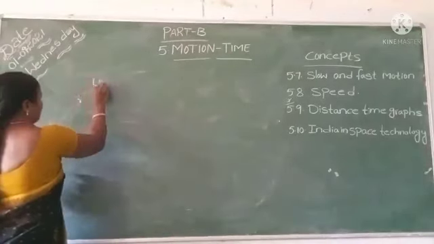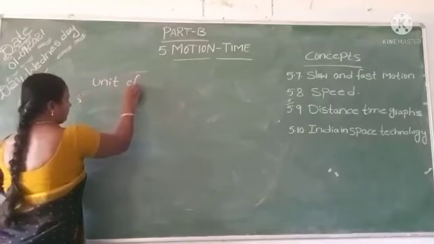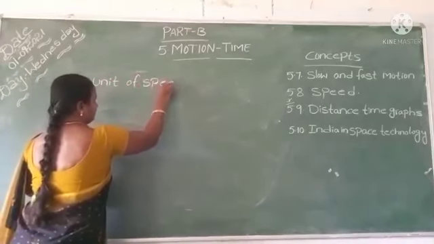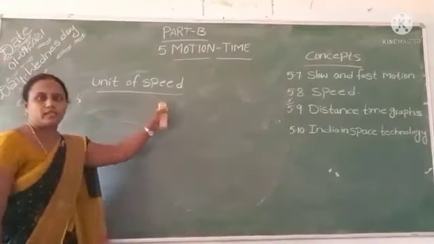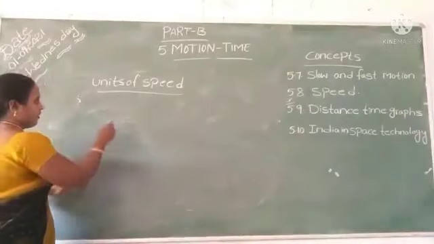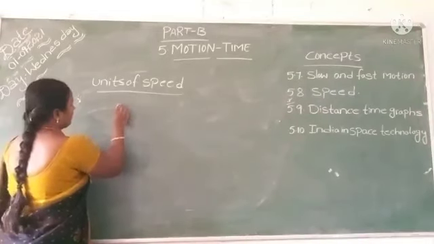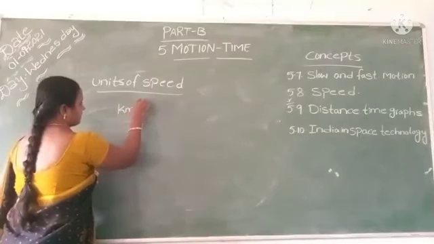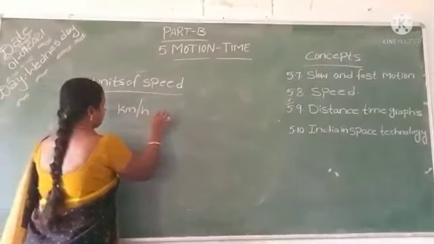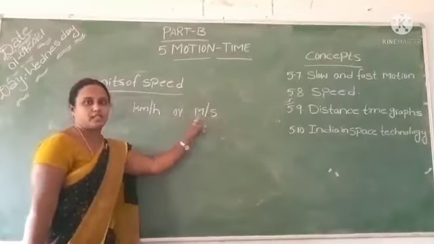Another one is unit of speed. How can we say units of speed? We can say units of speed are kilometer per hour or meter per second.